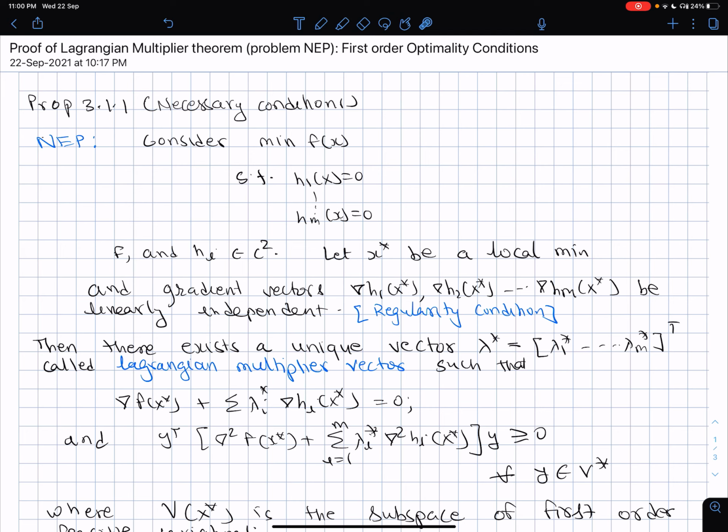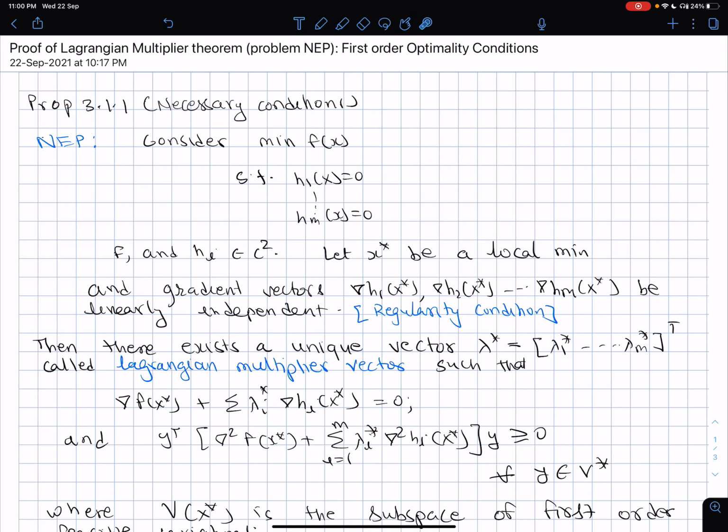So I will be introducing to you a penalty function approach for proving this theorem. So it gives you a new approach to proving also. So let's first complete the statement of the theorem and then we will come to the proof.